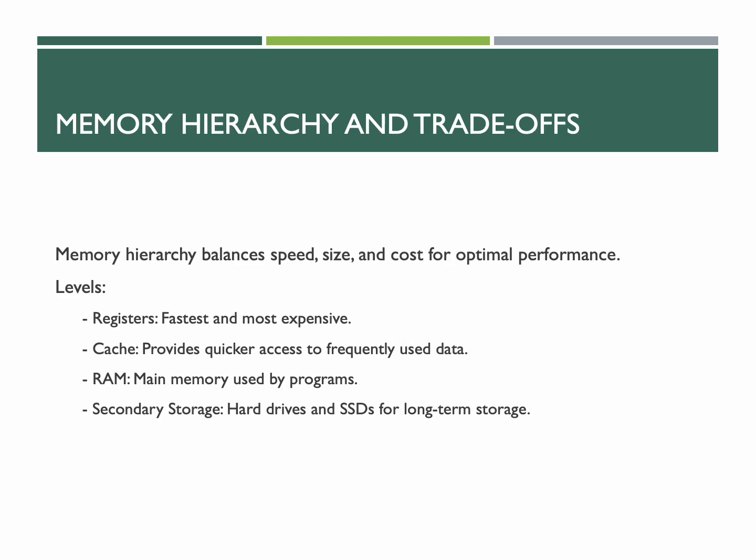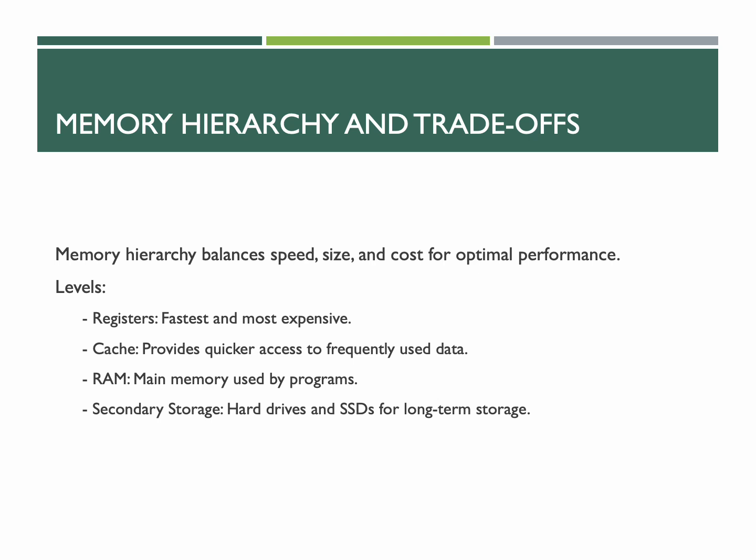So moving forward, let's discuss the concept of memory hierarchy and trade-offs. Memory hierarchy is a structure that balances speed, size, and cost to achieve optimal system performance. Different levels of memory serve specific purposes with trade-offs between their access speed and cost. So here are the main levels of memory hierarchy.